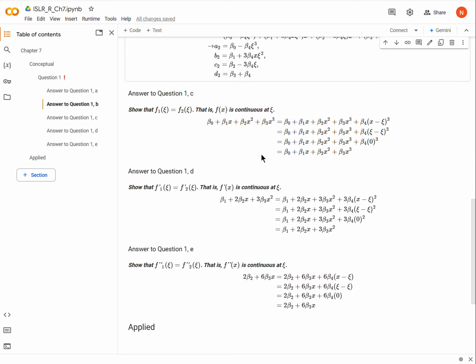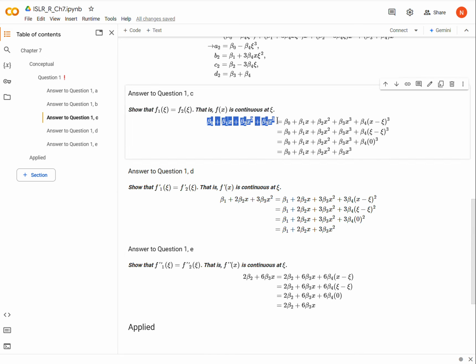Now the final three parts, C, D, and E, were just meant to show that f of x, which again is now two functions, f1 and f2, is continuous at xi. And not only are f1 and f2 continuous at xi, so are the first and second derivatives. This is pretty straightforward.